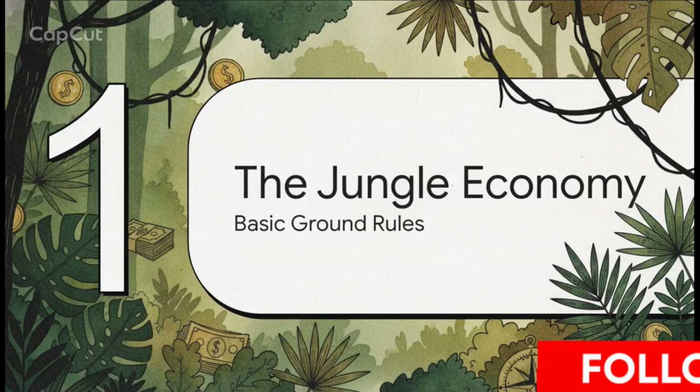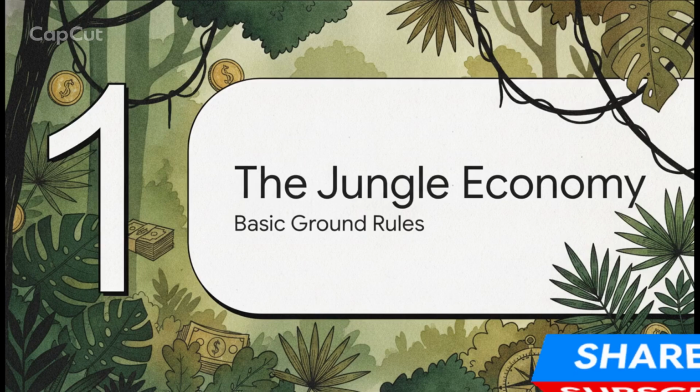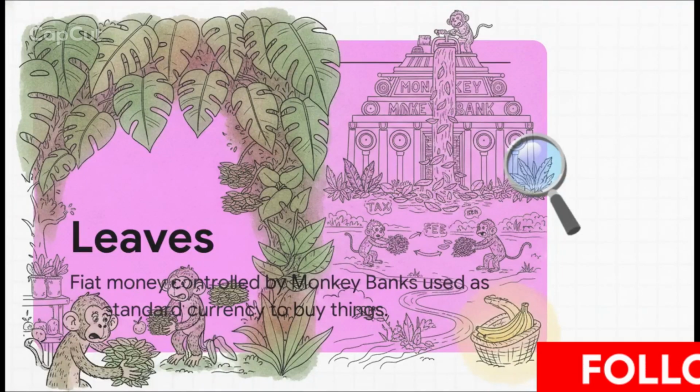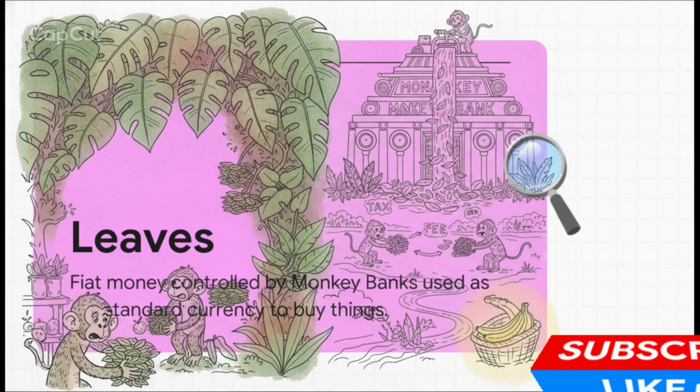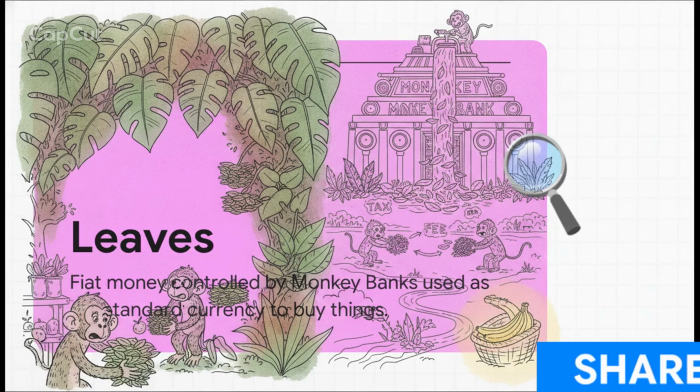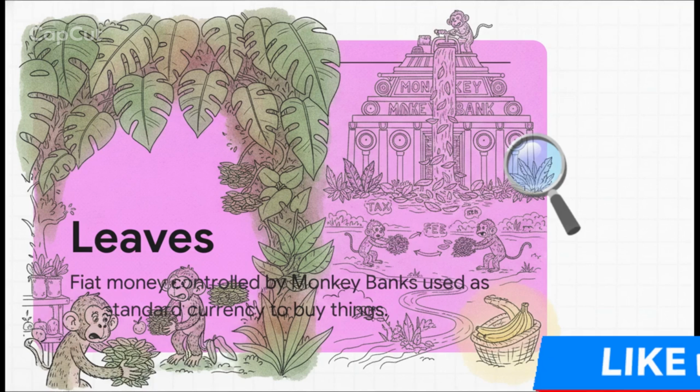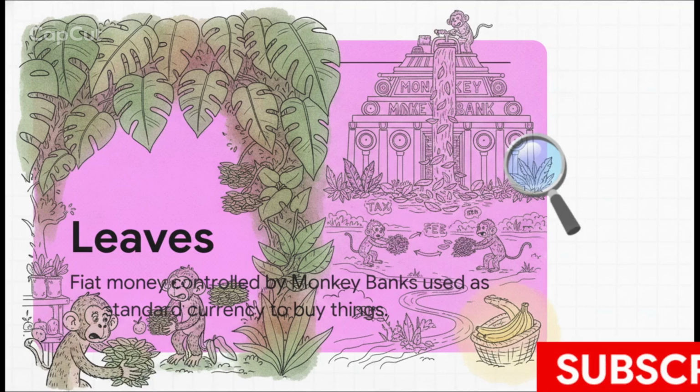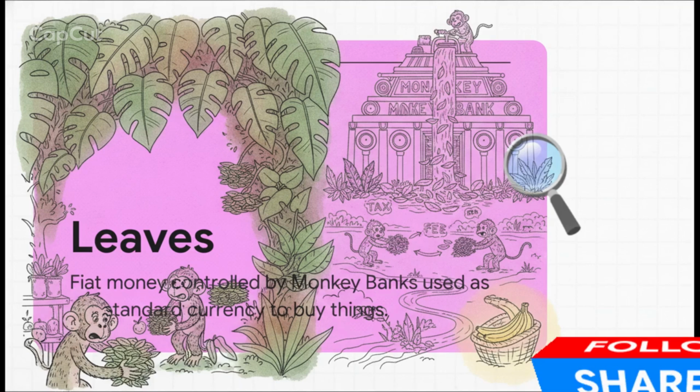All right, kicking things off with section 1. Welcome to the jungle economy. Let's set some basic ground rules. So think about the very foundation of our jungle. The monkeys here use leaves as their standard fiat money to buy stuff. But, and it's a big but, there's a catch. These leaves are controlled entirely by monkey banks. Every single time a monkey buys something, the bank takes a little fee, and cross-jungle transfers, they take absolutely forever.